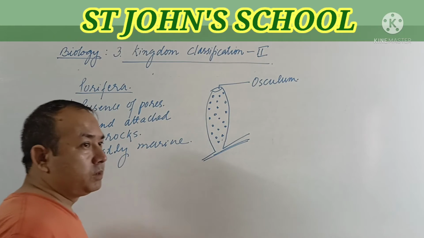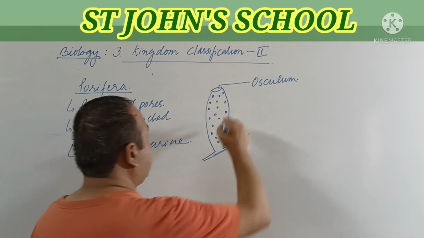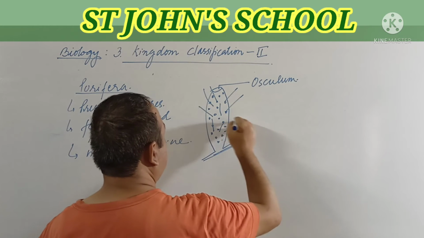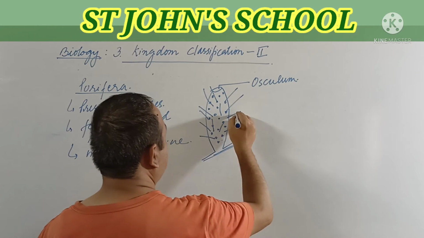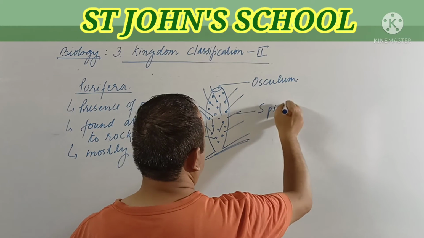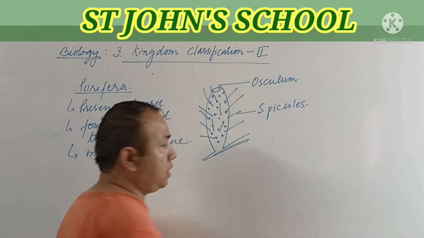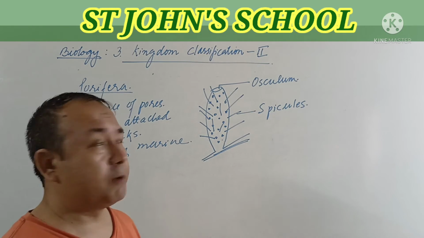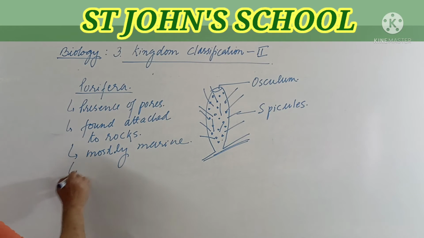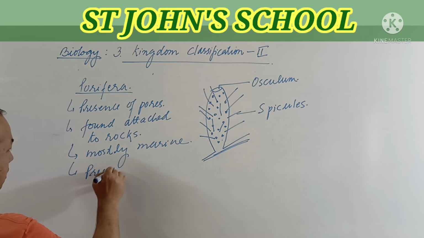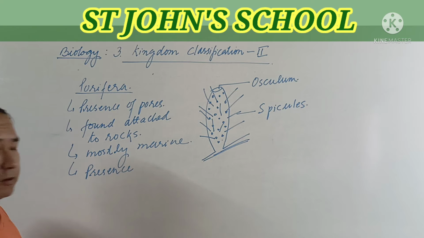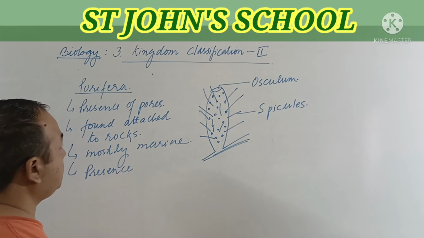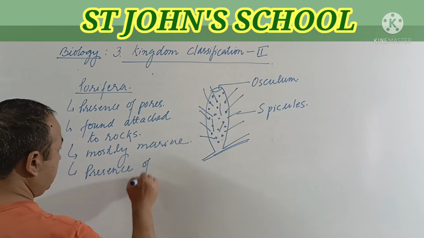Okay, osculum. And they are provided with pointed structures throughout their body, which are called spicules. So presence of spicules is also an important characteristic of these Porifera. Spicules are the pointed structures present over the surface of these Porifera.